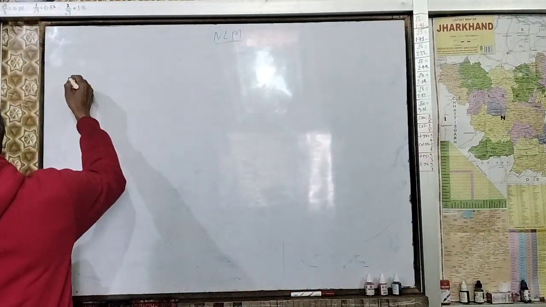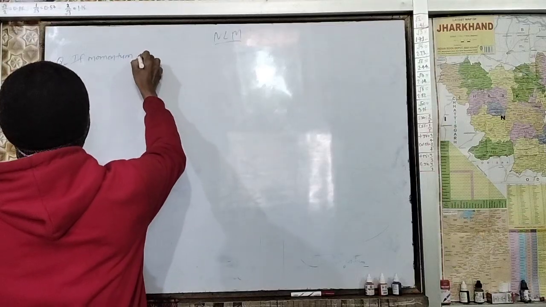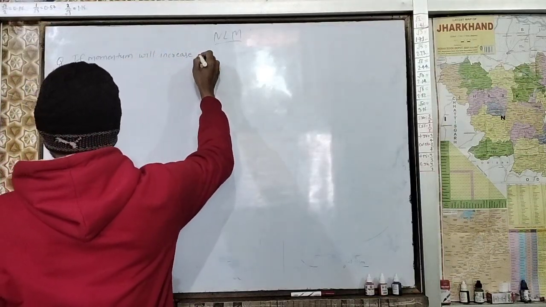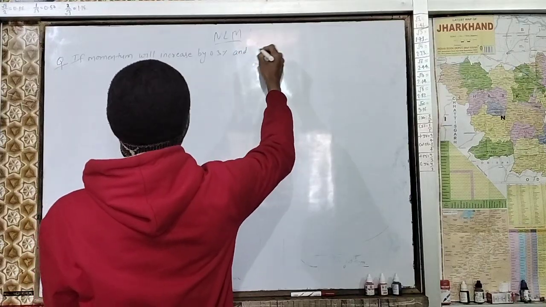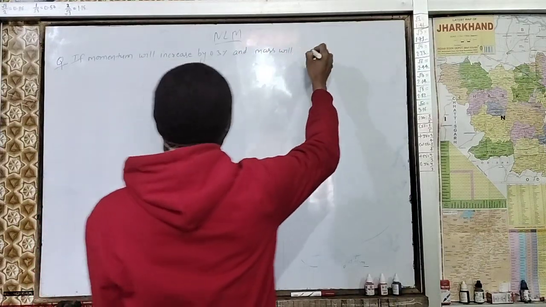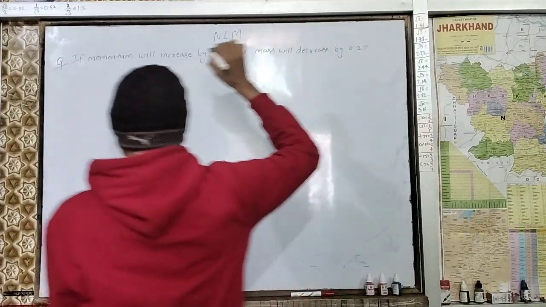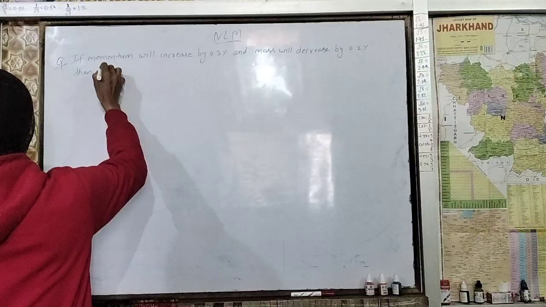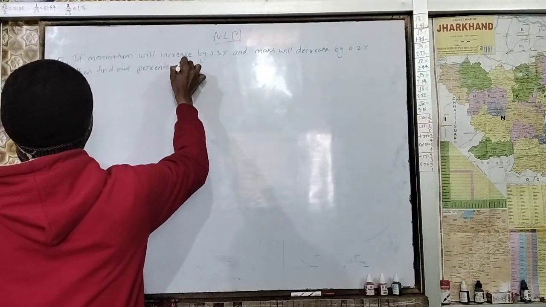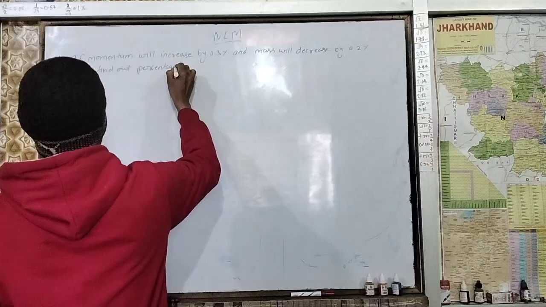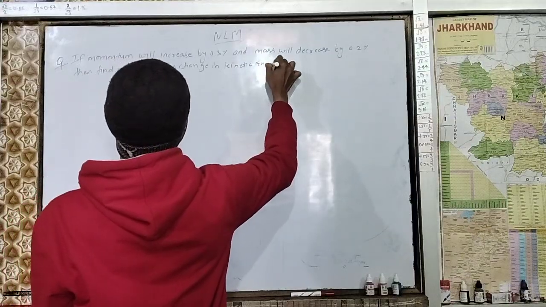Let's take a question. If momentum will increase by 0.3% and the mass will decrease by 0.2%, then find out the percentage change in kinetic energy. Kinetic energy.